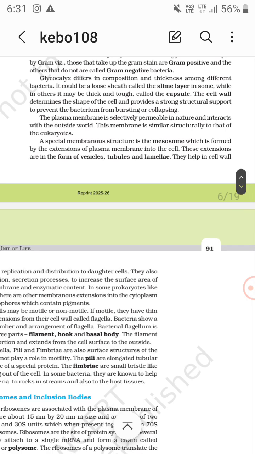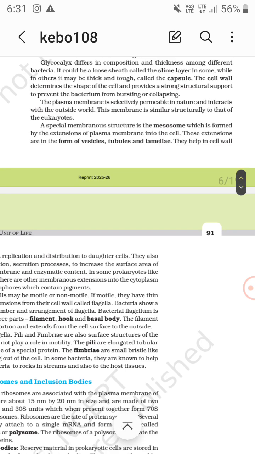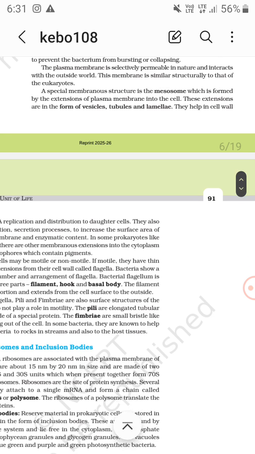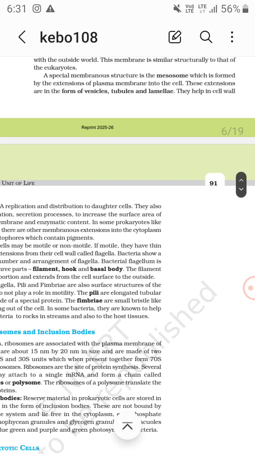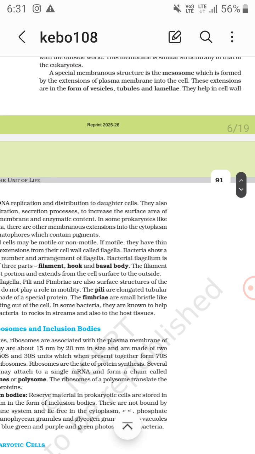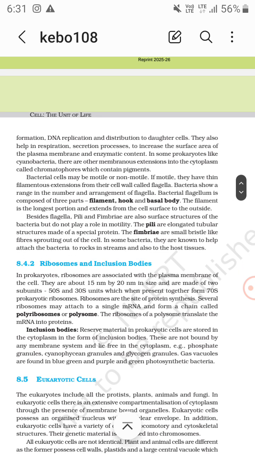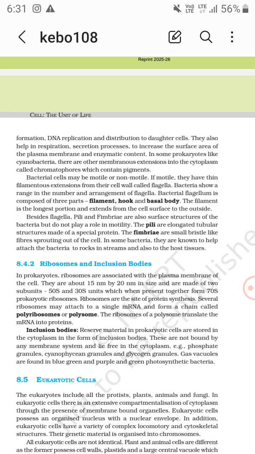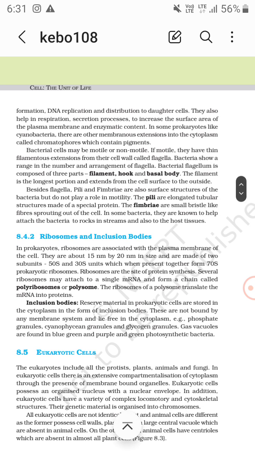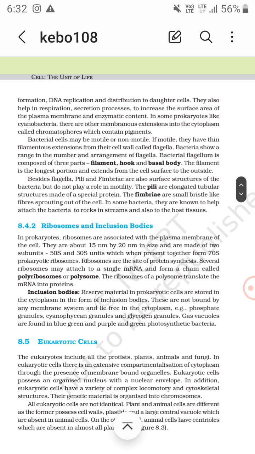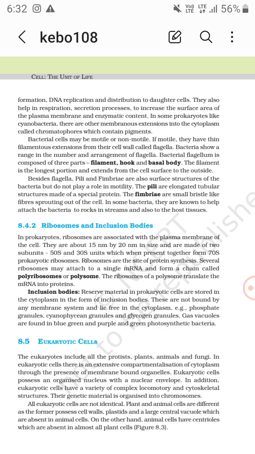Okay. Now cell wall determines the shape of the cell and provides structural support to prevent the bacterium from bursting or collapsing. Now plasma membrane is selectively permeable. Okay. It is structurally similar to eukaryotes. Now mesosome, these are extensions of plasma membrane. Now this can be in the form of vesicles, tubules and lamellae. Now they help in cell wall formation, DNA replication, distribution to daughter cells, and respiration, also secretion processes, to increase the surface area of the plasma membrane and enzymatic content.